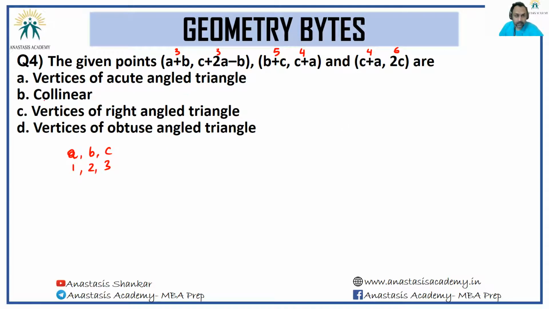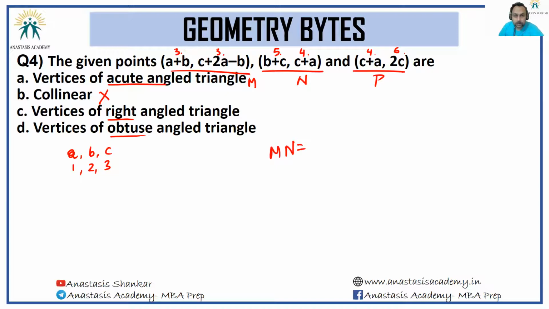Now, they're definitely not collinear, because from 3 to 5 to 4, it should go up, it should go down. But it is going up, going up, going up. So they're definitely not collinear. Now, in order to differentiate between these three, all I have to do is find out the length of the sides. So let's call this point M, this point N, and this point P.